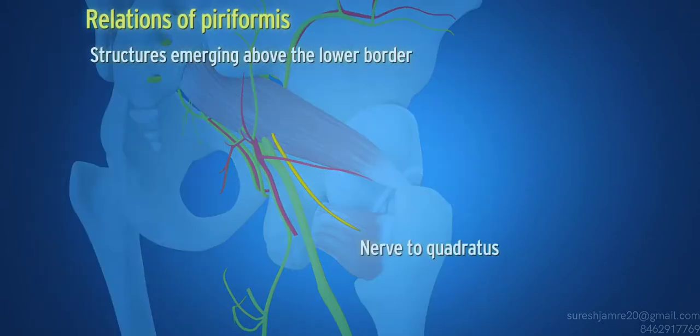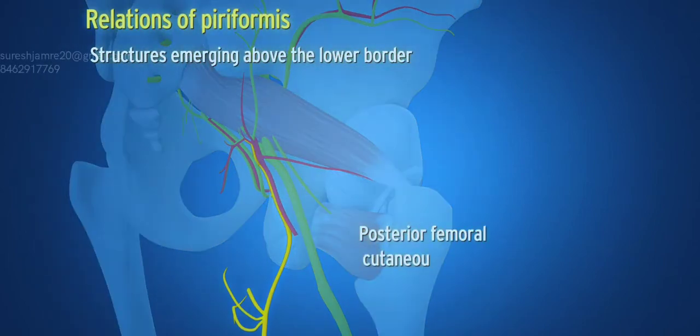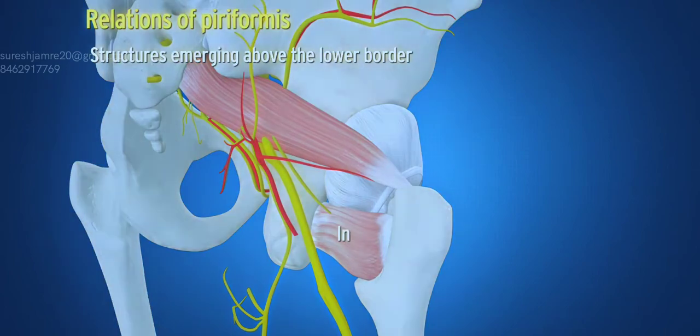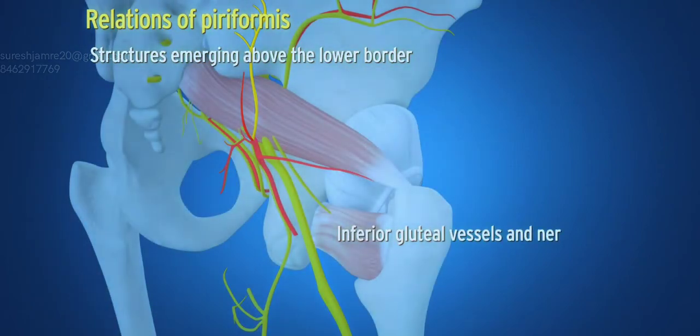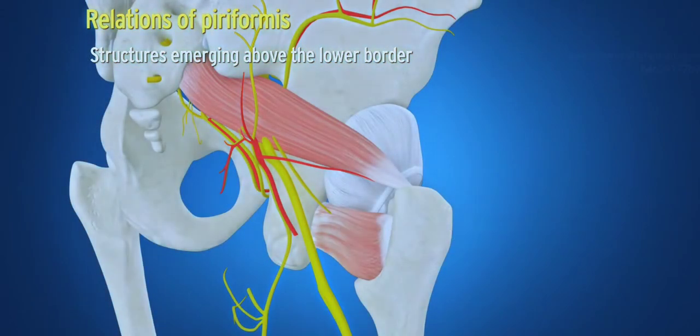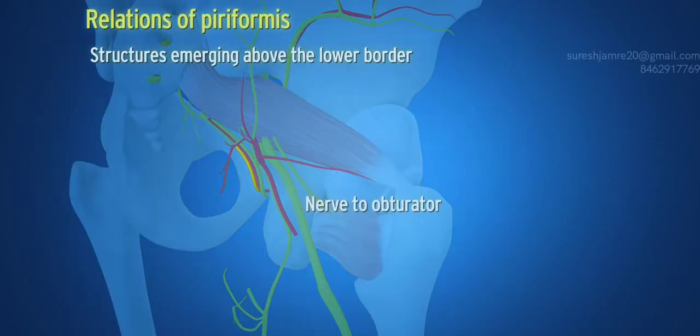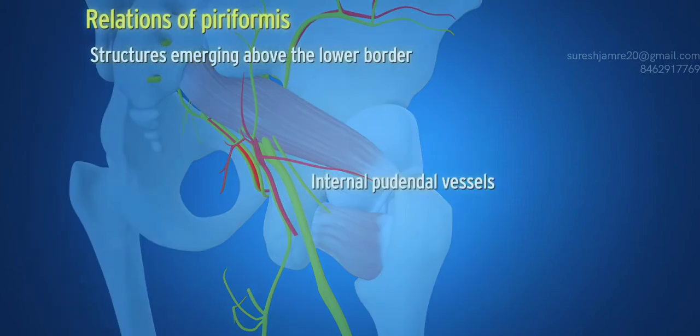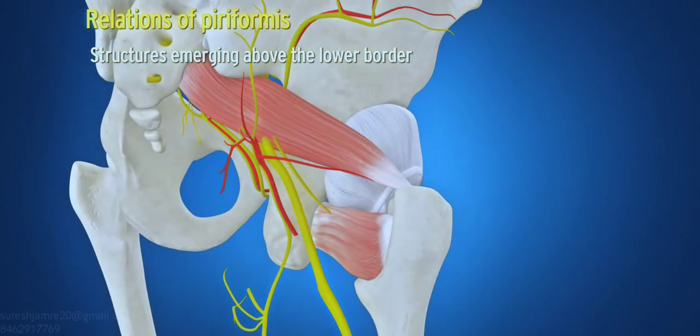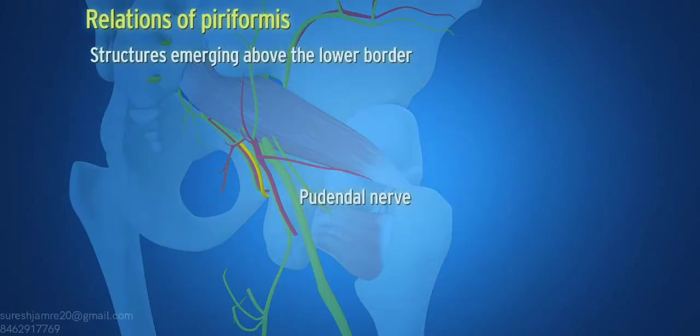nerve to quadratus femoris, posterior femoral cutaneous nerve, inferior gluteal vessels and nerves, nerve to obturator internus, internal pudendal vessels, pudendal nerve.